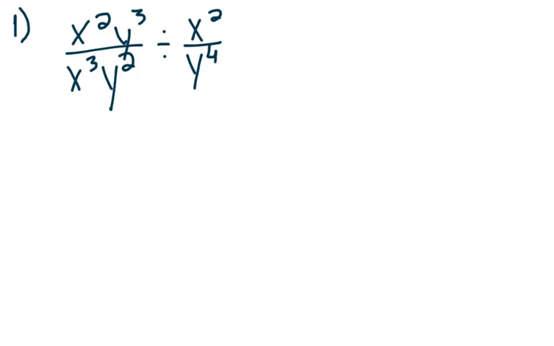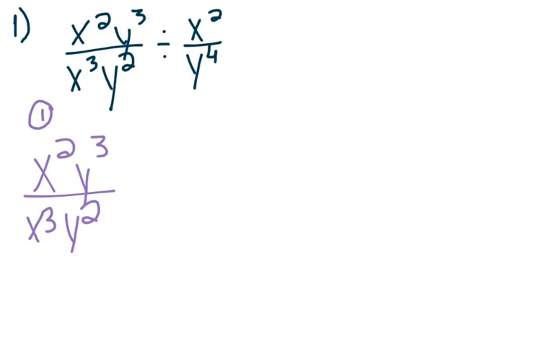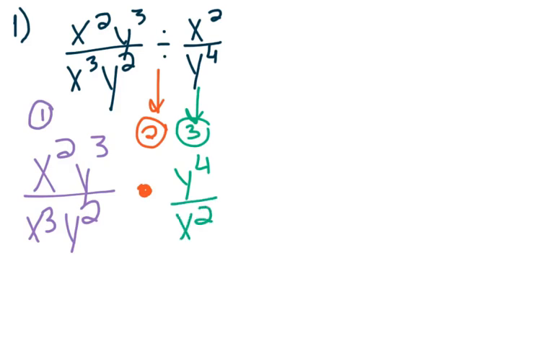So the first step is to keep the first fraction, so I'm going to rewrite it, keeping the first fraction the same. Step 2 is to change the division into multiplication. And step 3 is to flip the second fraction, so it's going to be y to the 4th over x squared. Now we have a multiplication problem, so we're going to multiply straight across.